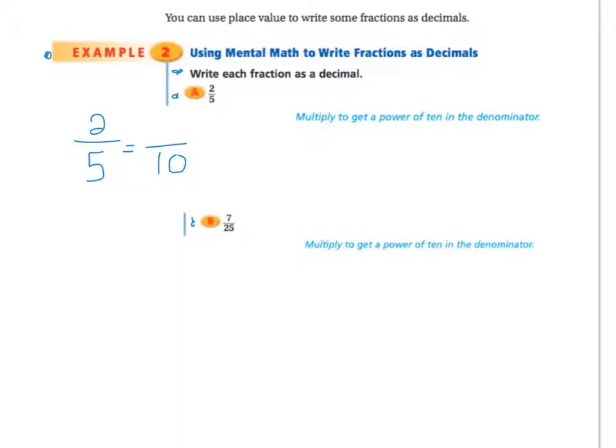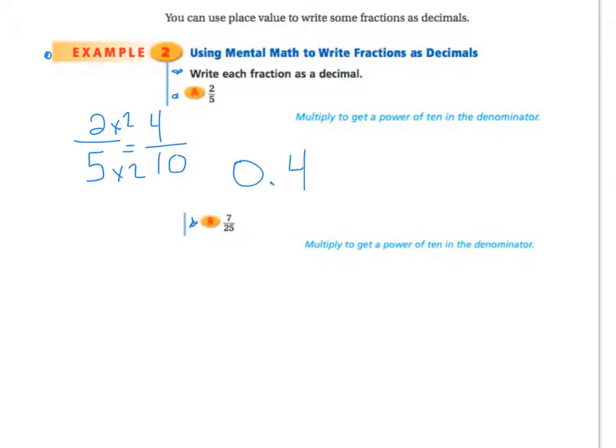And I can say that I know I can multiply 5 by 2 to get to 10. And if I do that, then I can also do 2 multiplied by 2, which is 4. Now, 4/10 would be written as a decimal as 0.4.